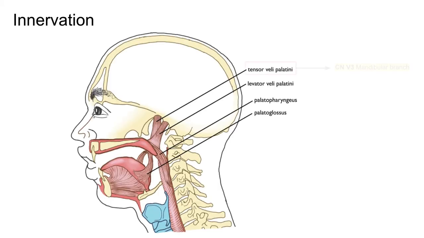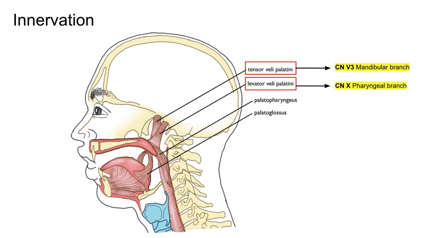The tensor veli palatini is innervated by the mandibular branch of cranial nerve 5, the trigeminal nerve, while the levator veli palatini is innervated by the pharyngeal branch of cranial nerve 10, the vagus nerve.